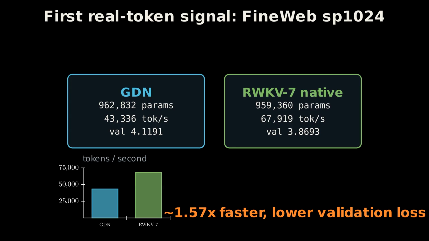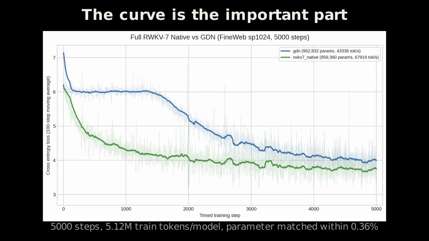Then I ran a parameter-matched real token test on FineWeb SP1024. Nearly the same parameters? Yes, GDN has 962,000 parameters. RWKV-7 has 959,000. And RWKV-7 reached about 1.57 times the throughput, with lower final validation loss.